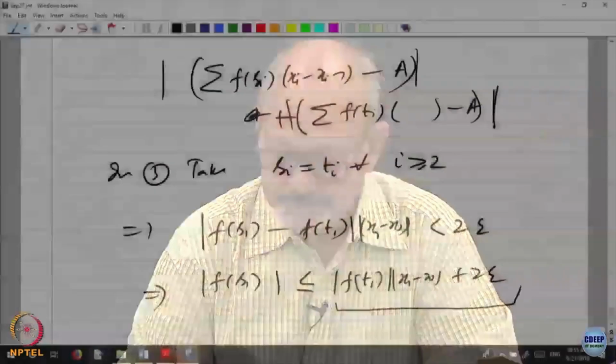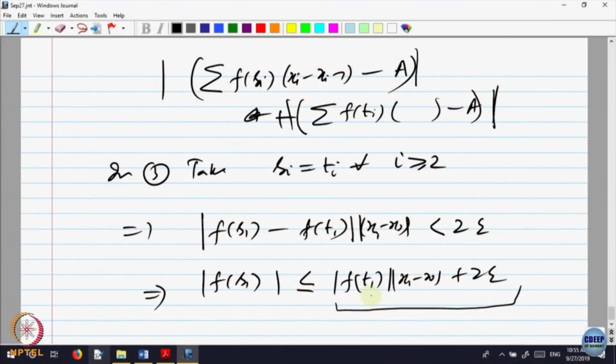And now look at this quantity. f of t1 is a value at some point t1, the length of the interval. So this is less than or equal to some number, right? f of t1 is the value of the function at a point t1 of your choice. You can take t1 to be the left hand point a, so f of a into the length. So you can put maximum b minus a. This is the length of the sub interval. You can bound it by the total interval plus 2 epsilon.